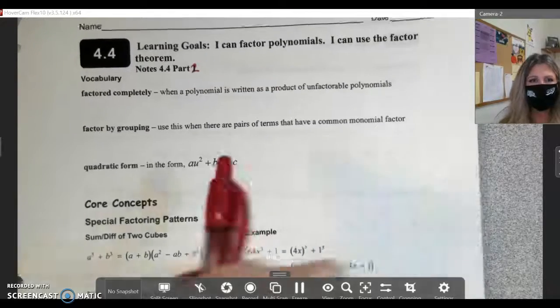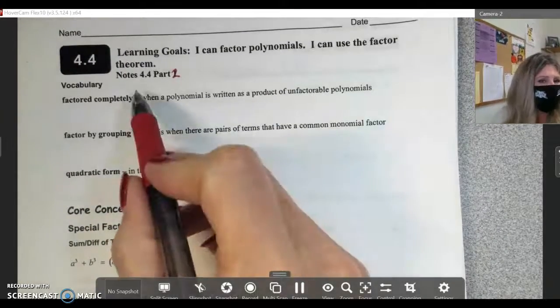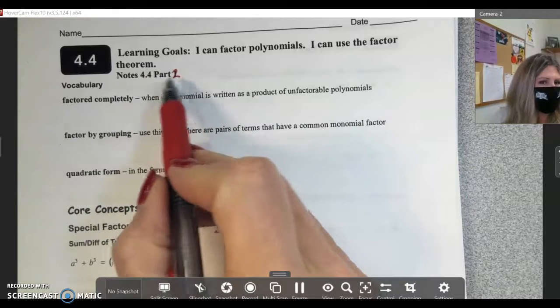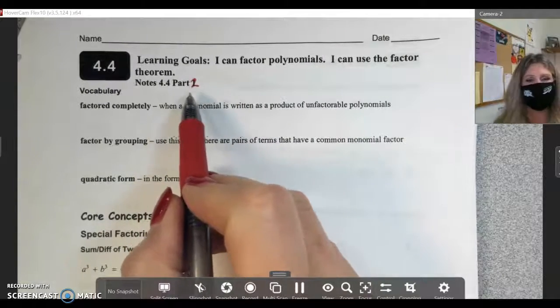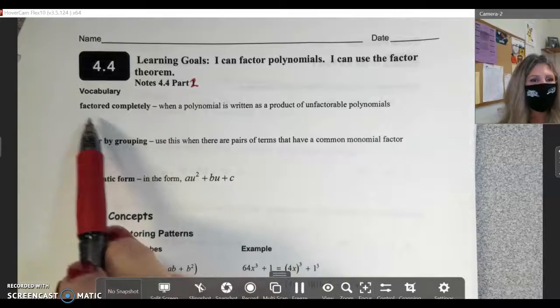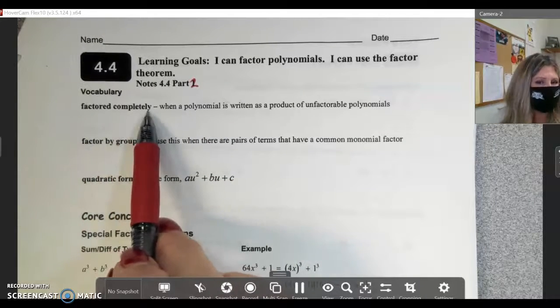Right, so these are notes for 4.4 part 2. In your packet it might say part 1. I think I forgot to change it to part 2 because we added in a part 1 so that we could practice more factoring. How do we know when a polynomial is factored completely?